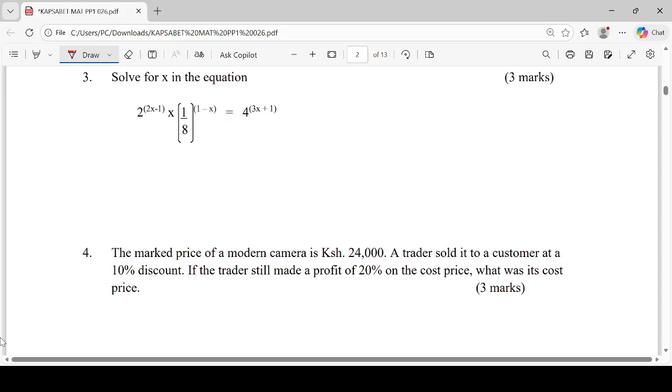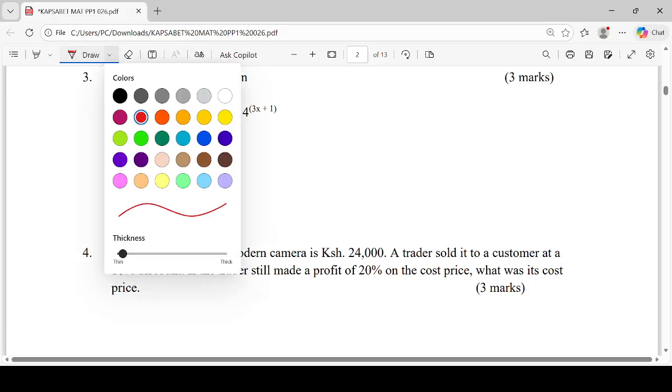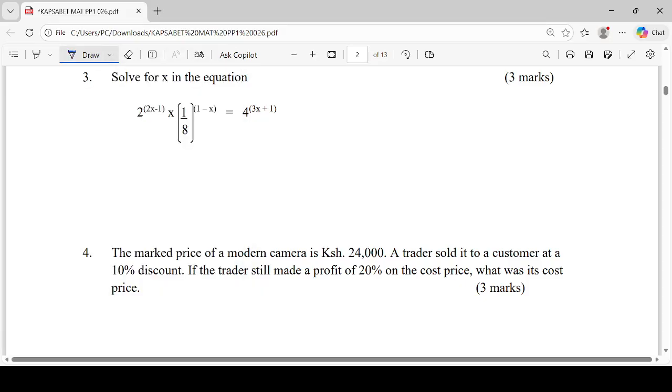In such a question, ladies and gentlemen, you need to apply the laws of indices. One thing I have to say, the laws of indices are very clear, and they normally say, if I have here 1 over b, this can be written as b raised to power negative 1.